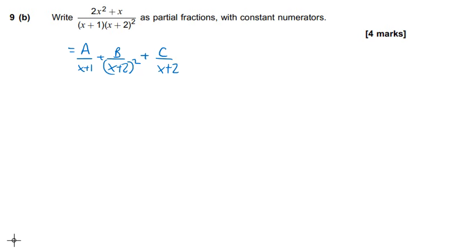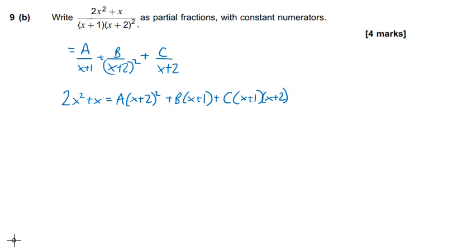And you might have been taught the cover up technique, where you cover up what's already in the denominators and see what's left, or if you just cross multiply the denominator from the left hand side, then you get 2x squared plus x is equal to a times (x plus 2) squared plus b times (x plus 1) plus c times (x plus 1)(x plus 2). And we just need to find the values of a, b and c now.